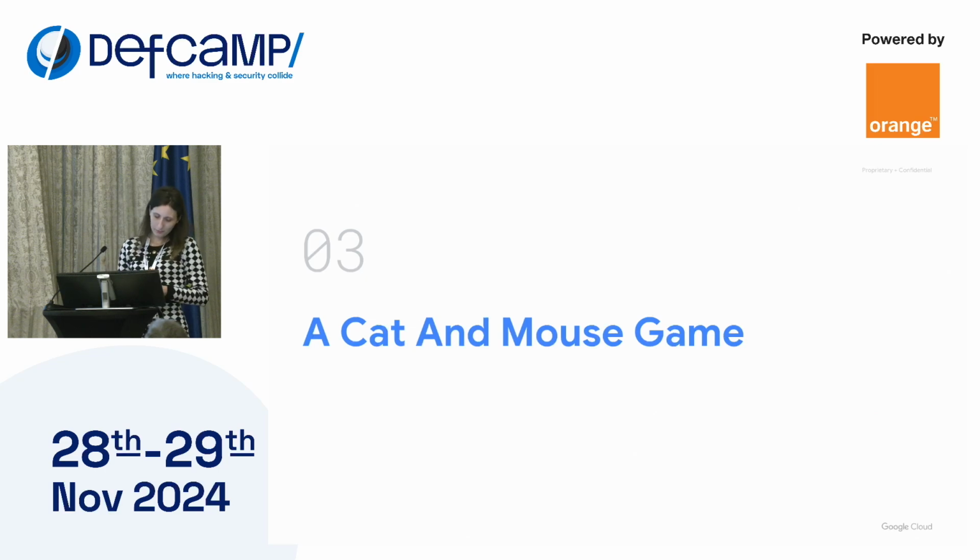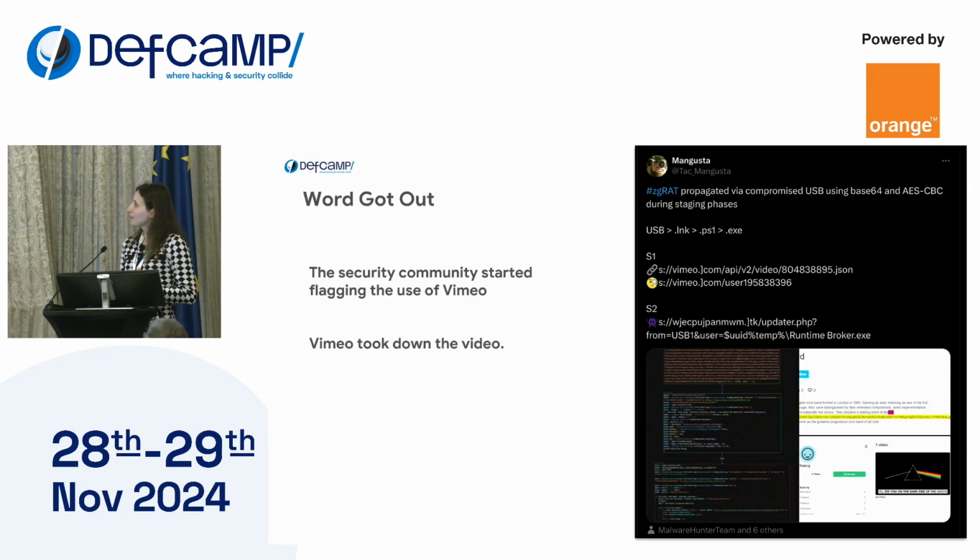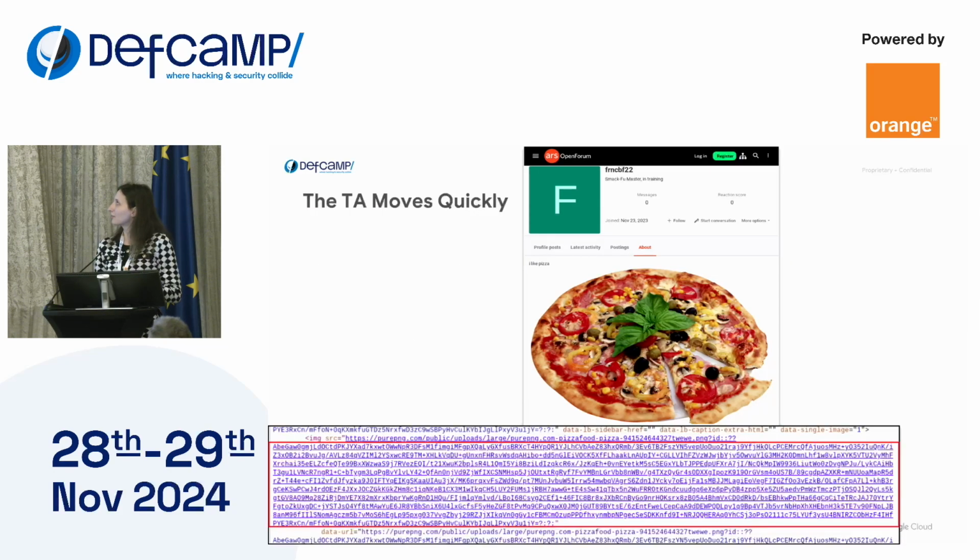And now, why we thought this was like a cat and mouse game from our perspective. So we noticed that the wider security community started picking up and posting about this infection chain. You have here a post from X explicitly calling out the payload on Vimeo, and eventually Vimeo took down the video. And we thought, okay, we might see a slowdown in the attacks after this. It takes time, right, to rebuild the infrastructure, but fear not.